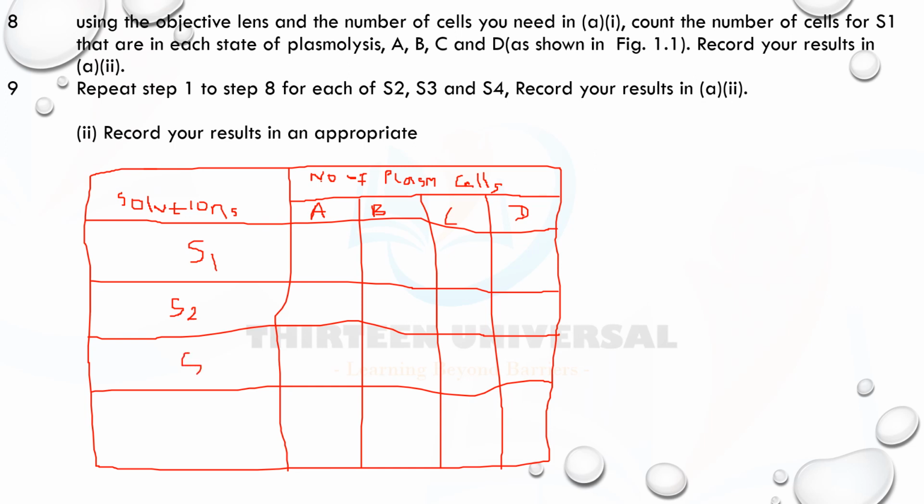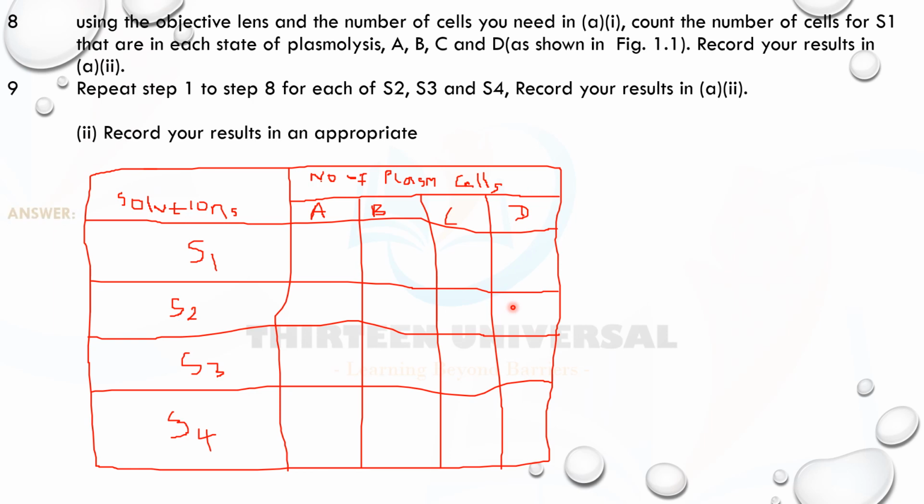So we are predicting your exam. This is most likely what you could be asked to do, right? Yeah, S4. Once you view under the microscope, check the cells in stage A, no plasmolysis, then plasmolysis starting, more plasmolysis, complete plasmolysis. Right, their numbers.